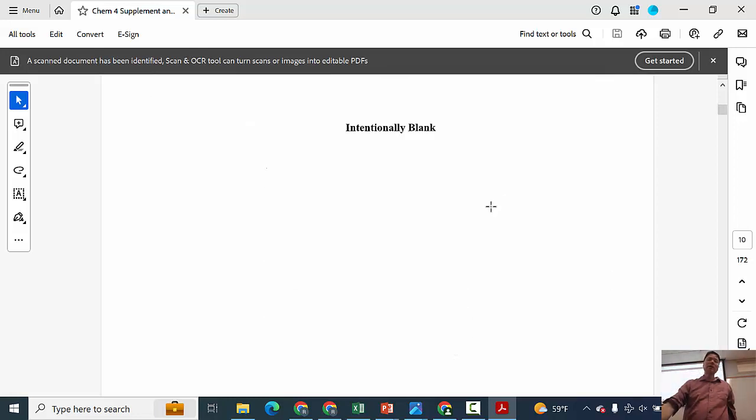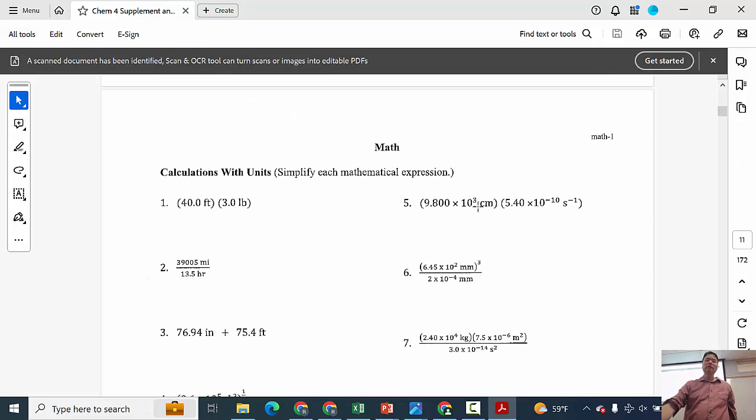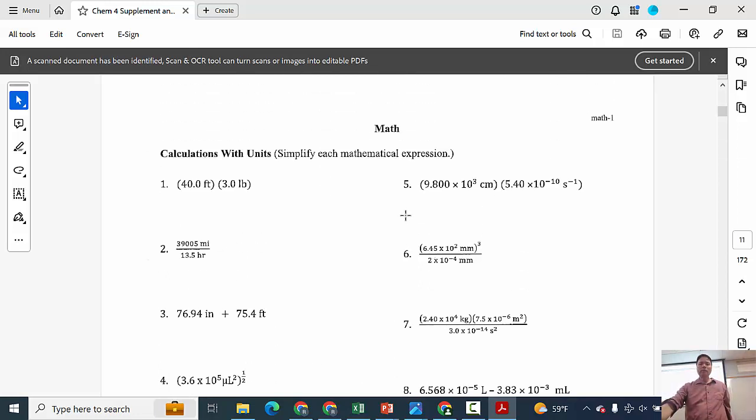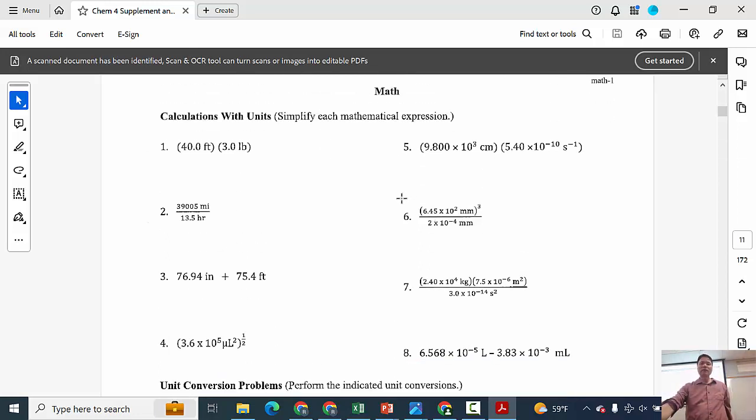Then we have the labs. The labs are in the second half, and this is the first half here. So this is the math review. All these should be straightforward. Just go through and make sure they look pretty easy. If not, just work through them. And so, simplify each mathematical expression.